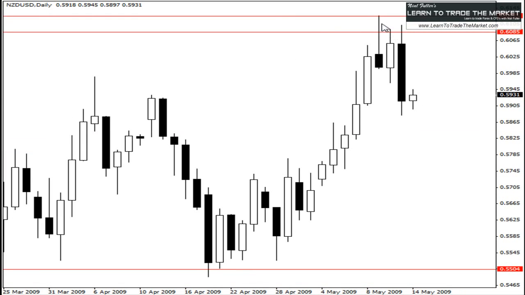We can see the pin bar reversal. I'll just circle that. Very obvious from resistance and has confluence of being a sell signal near resistance. So there's two things that are working in our favor.